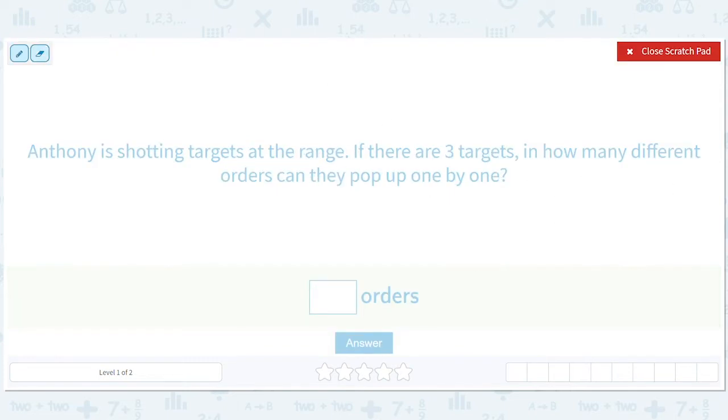So Anthony is shooting targets off the range. If there are 3 targets, in how many different orders can they pop up? So we're going to do 3 times 2 times 1, or 3 factorial. Don't worry, I'm going to explain all of these at once. So 3 factorial, which is just 6.